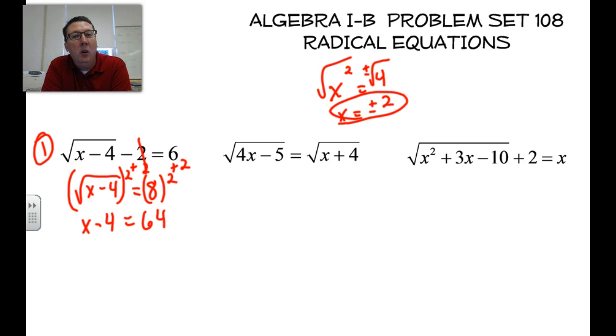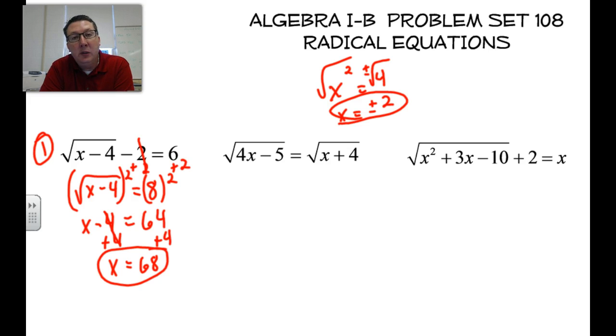Now this problem looks a whole lot easier, and we simply need to solve for x. So to do that, I add 4 to both sides, and we get x equals 68. Okay? Not too bad once the square root is gone.